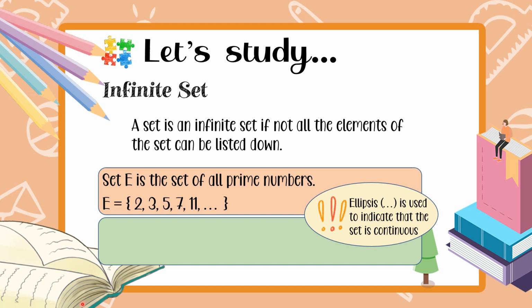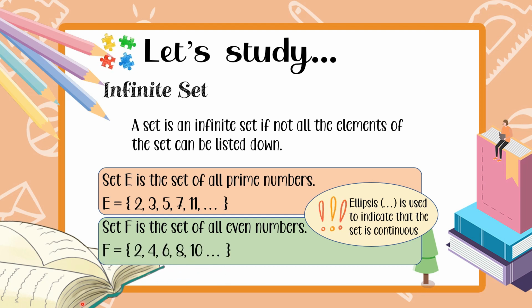Next example, set F is the set of all even numbers. So, the same thing ang gagawin natin kay set F. So, we'll write it as set F with the elements 2, 4, 6, 8, 10. Then, we'll write the ellipsis here to indicate na yung kasunod ni 10, which is 12, 14, 16, and so on, is kasama sa set F.